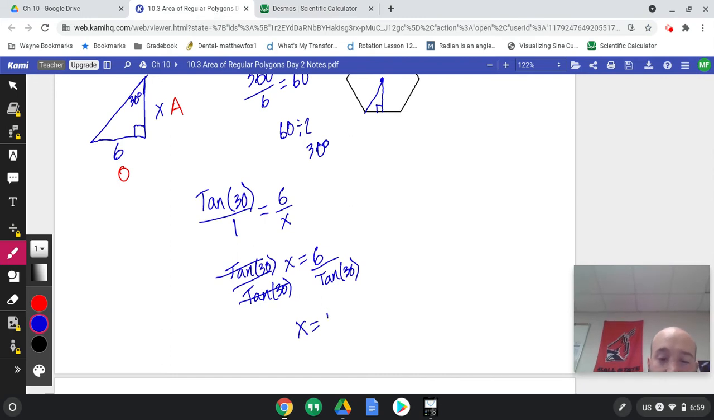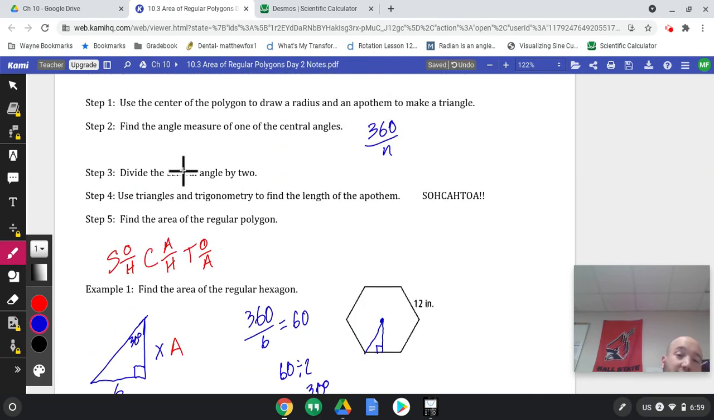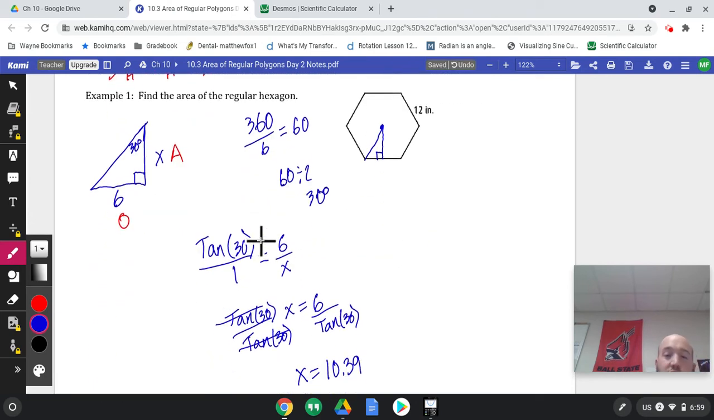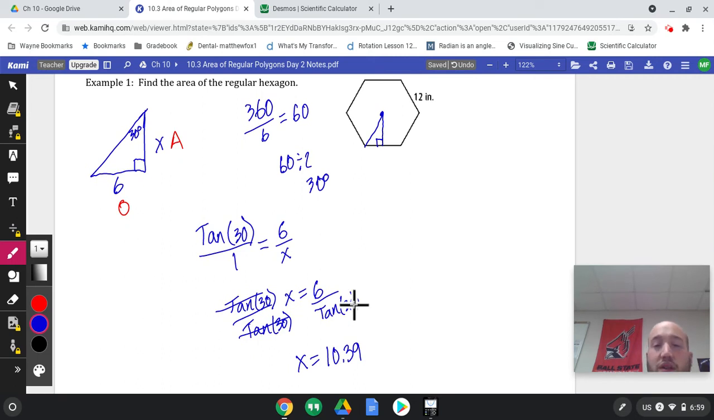So X equals 10.39. Now, the final step, step 5. Find the area of the regular polygon. A reminder, yesterday we worked on this. Our area equals 1/2 times A times P. We just found that A was 10.39. Now P is our perimeter. Here we have 1, 2, 3, 4, 5, 6 sides of a length of 12 inches. So 6 times 12, 72. Now all we got to do is multiply all this together.